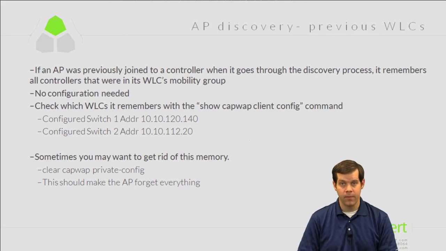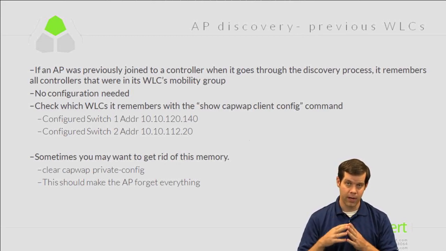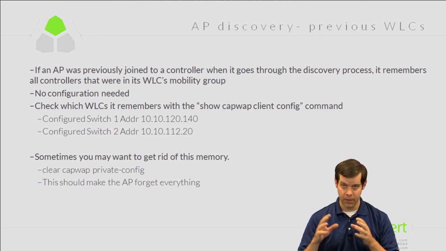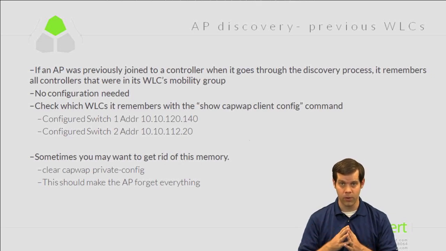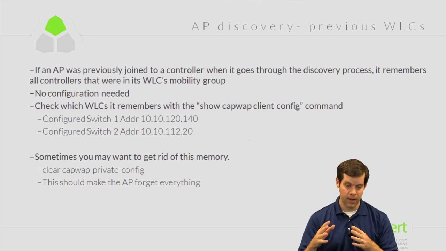So the last discovery method we have to talk about in detail would be the remembering of previous controllers that the AP was associated to or was in the mobility group of the AP. So once an AP actually joins up to a controller, it will remember that controller on subsequent reboots. If there were additional controllers in the same mobility group as the controller it was associated to, it will also remember those controllers as possible ones to join up to on a reboot.